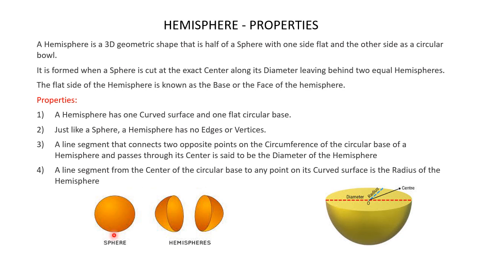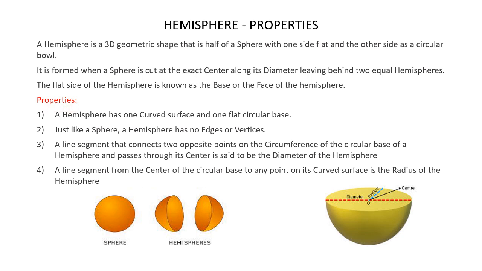So look at this diagram. This is the diagram of a sphere. So if this sphere is cut at the exact center along its diameter, we get two equal hemispheres. So these are the two equal hemispheres. Now as you can see here, each hemisphere consists of one side which is flat and the other side which is in the shape of a circular bowl. This flat side of the hemisphere is known as the base or the face of the hemisphere.